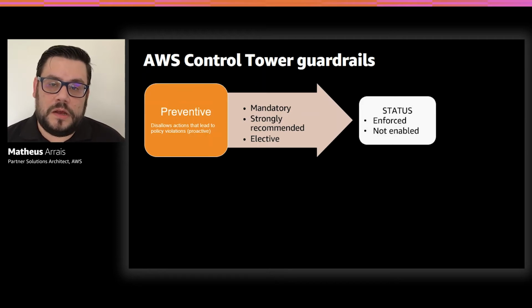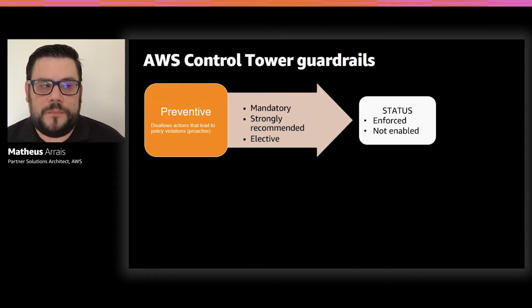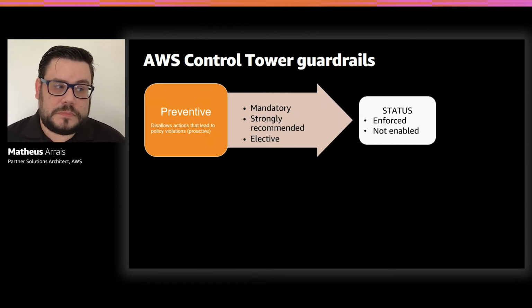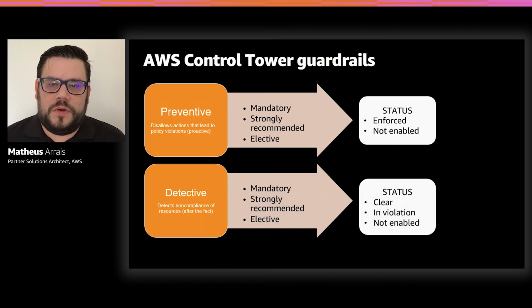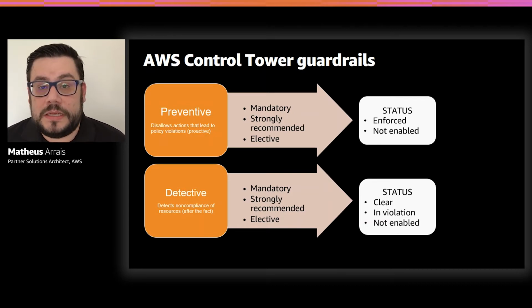I have statuses here too. Each guardrail is going to have a compliance status. For preventive guardrails, I have always enforced or not enabled. For the detective guardrails, I have the same three classifications, but three different statuses. I have clear, which means that the non-compliance is already cleared. In violation, which means that a specific resource is in violation of some rule. And not enabled, which means that the guardrail is not enabled, and you can choose to enable it always at the OU level, like we discussed.